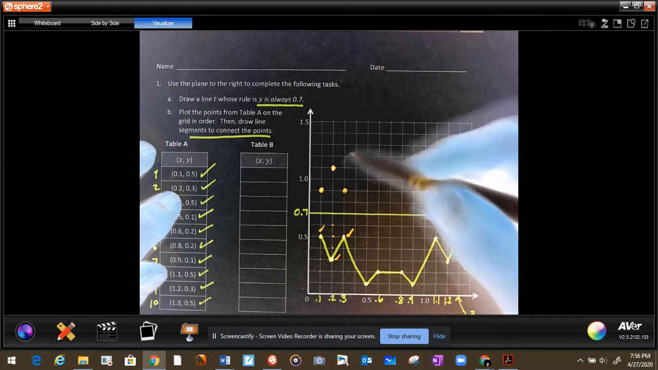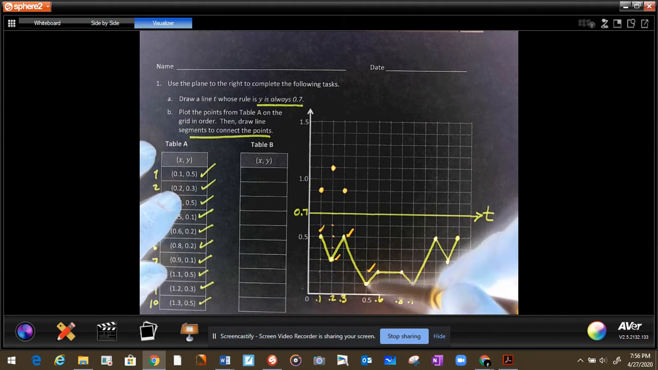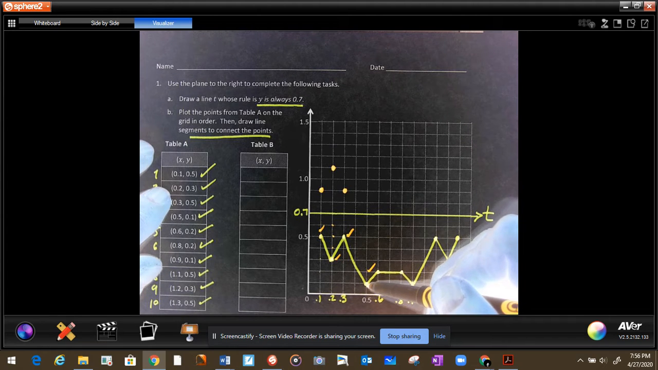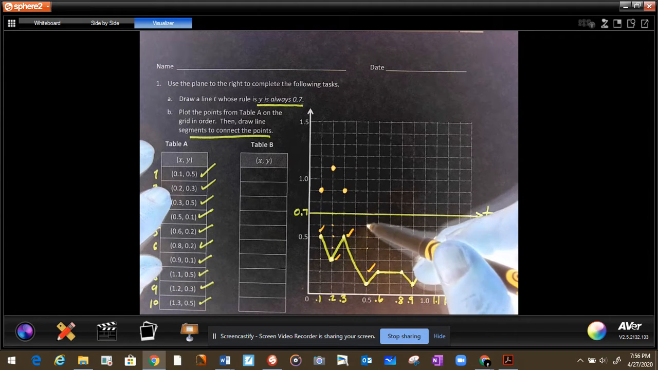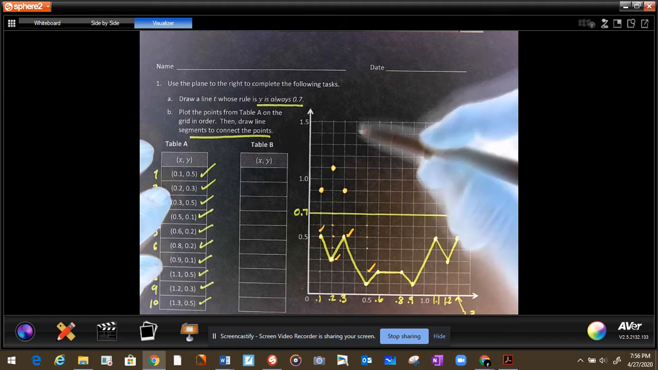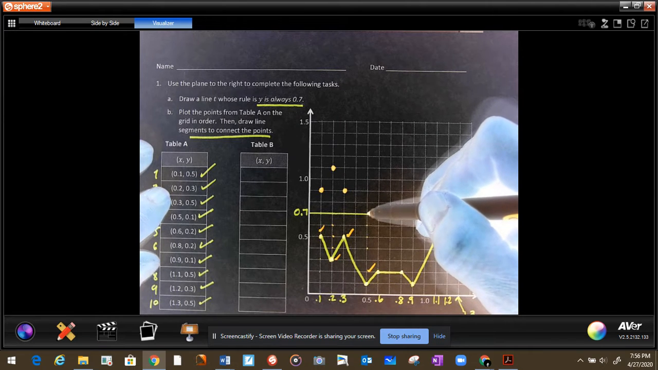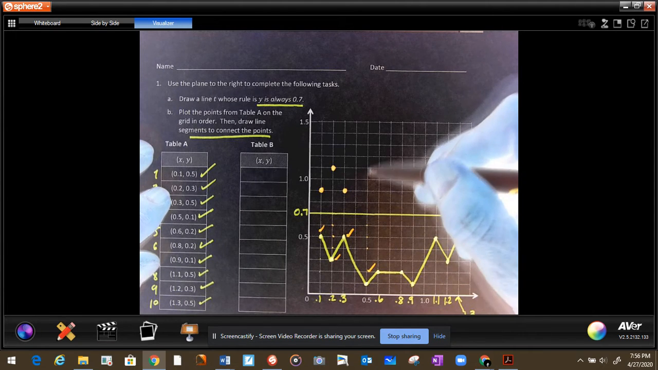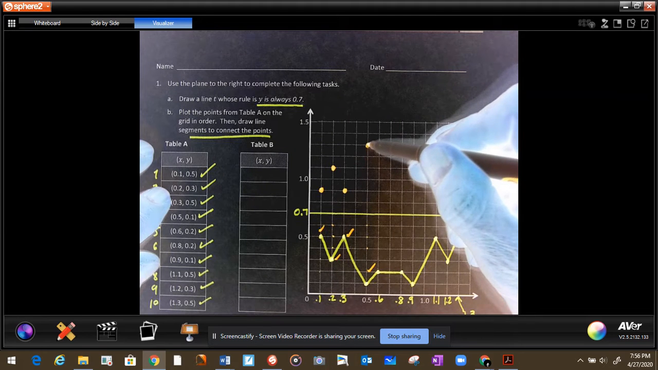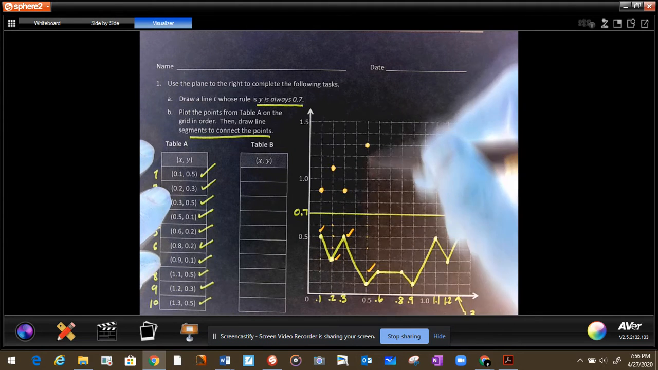There you go. This one has to be how many decimals? 1, 2, 3, 4, 5, 6. So it has to be above, it has to be 6 away from T. 1, 2, 3, 4, 5, 6. There you go. So these two are symmetrical.